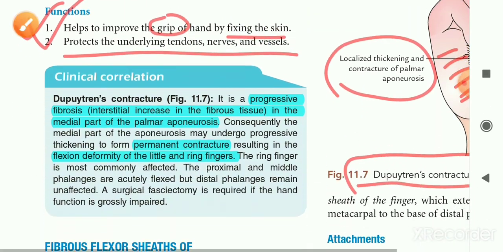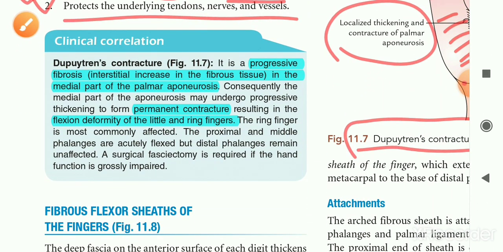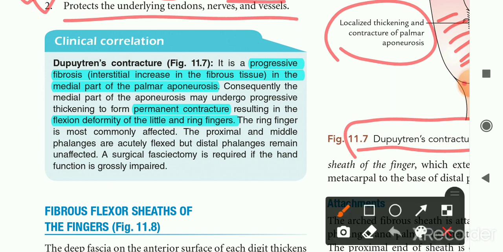Now, one important clinical condition we should know about is Dupuytren's contracture. What is it? It is a progressive fibrosis and thickening of the medial part of the palmar aponeurosis. That means on the ulnar side of the hand, the palmar aponeurosis is fibrosed and thickened, and its consequence is permanent contracture of that part, causing flexion deformity of the little and ring finger. This condition is called Dupuytren's contracture.